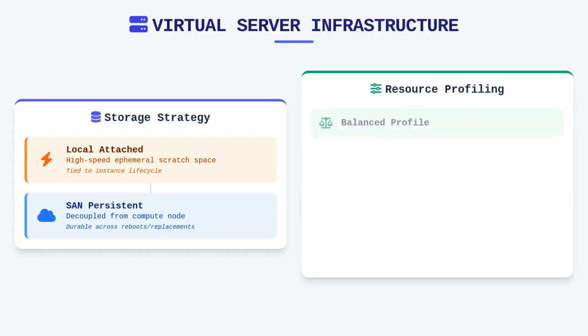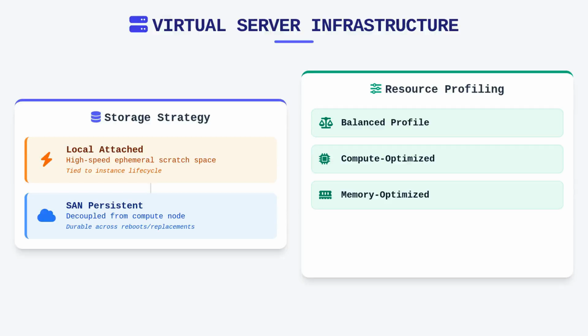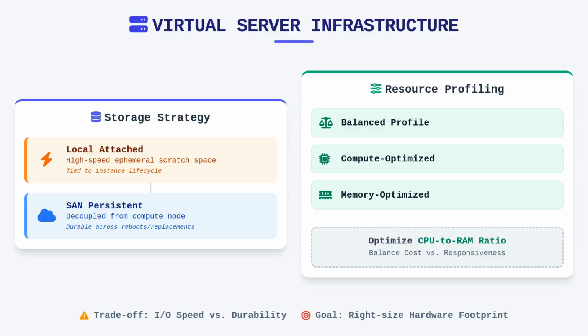Furthermore, the platform offers different profile flavors, such as balanced, compute-optimized, or memory-optimized configurations, which allows you to right-size the underlying hardware to fit the specific footprint of your application. You are effectively tailoring the CPU to RAM ratio, which is crucial when you are attempting to optimize cost without sacrificing the responsiveness of your software.